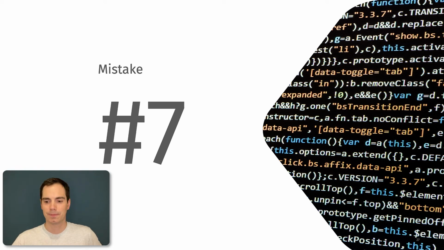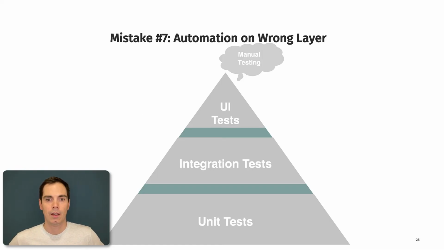Mistake number 7. You do automation on the wrong layer, right? Let's take a quick look at the test pyramid. We all know the pyramid, hopefully. The foundation is usually unit testing. You have some integration tests, and at the top you have UI tests, and then some manual testing.